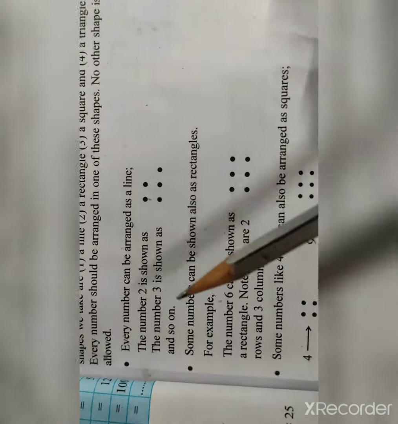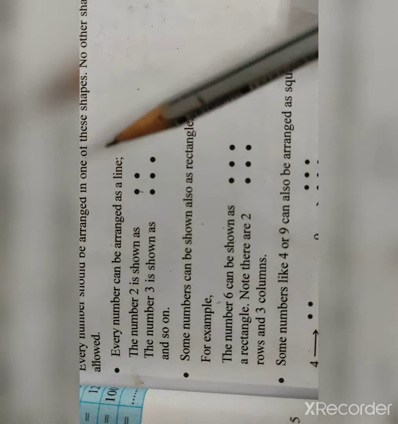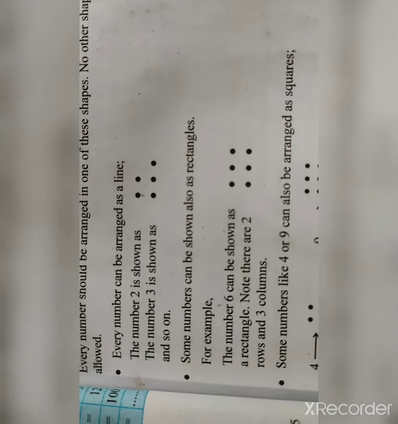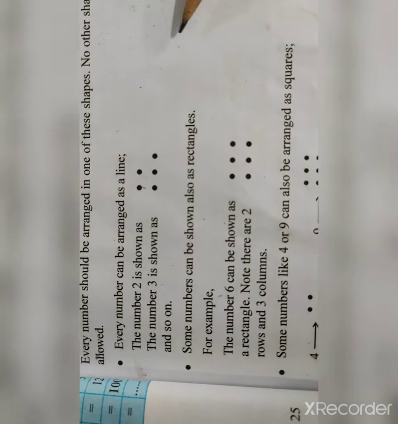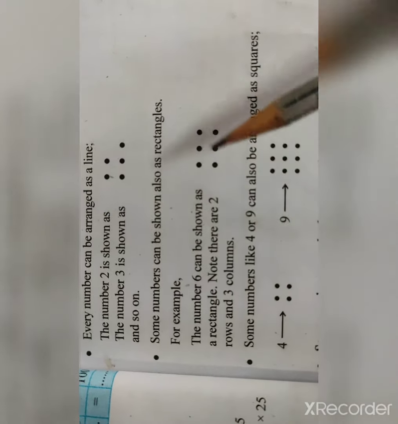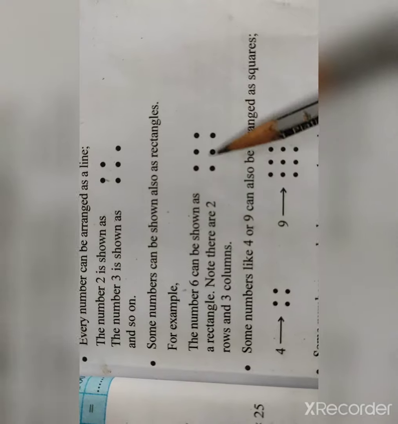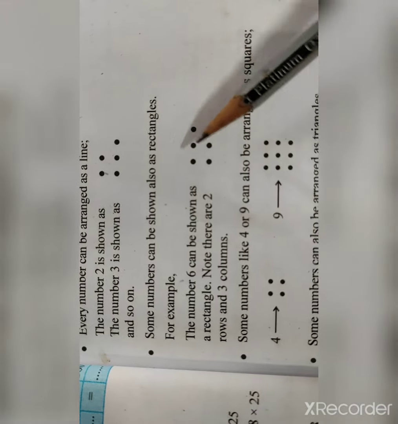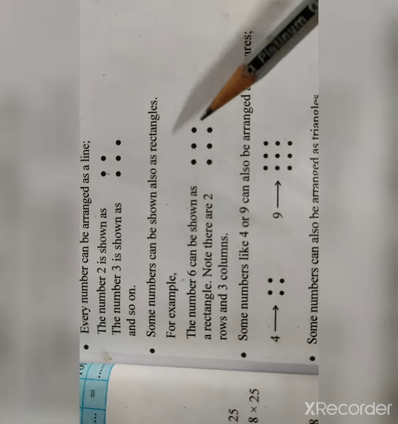Okay, let's see. Every number can be arranged as a line. You can see here the number 2, number 3, number 4, number 5, number 6. In a line we can represent each and every number. Some numbers can also be shown as rectangles. For example, the number 6: first row, second row, and first column, second, third. So 2 by 3.